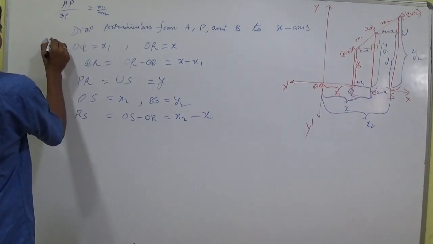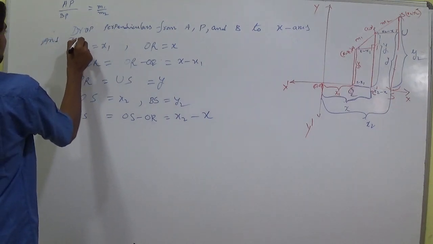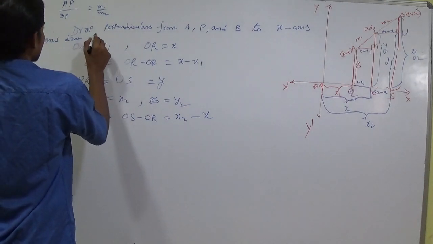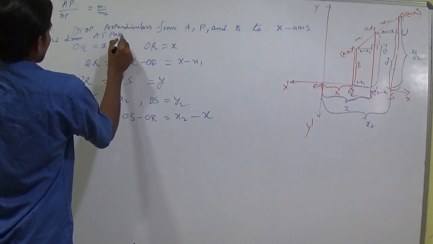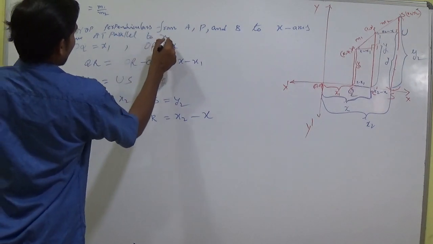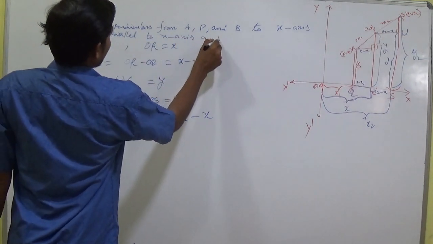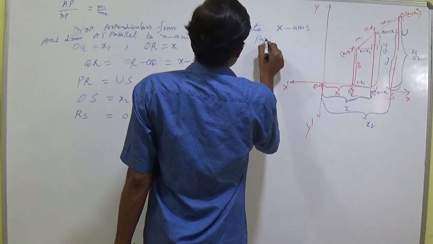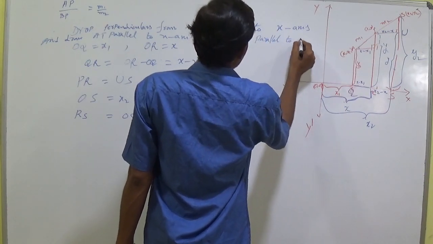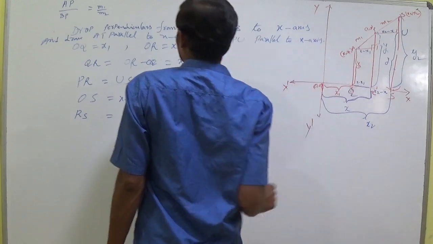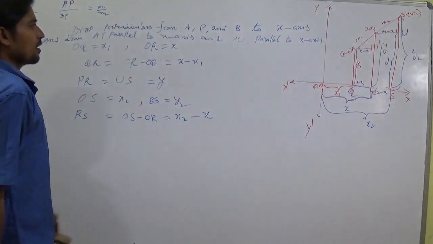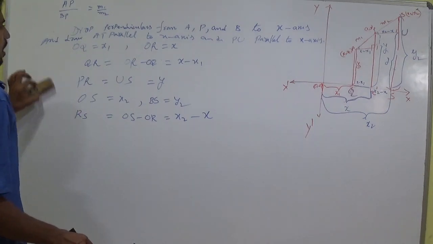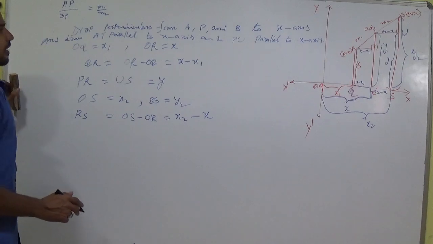And draw AT parallel to x-axis, AT parallel to x-axis, and PU parallel to x-axis. Clear? Next thing is what I derived here.